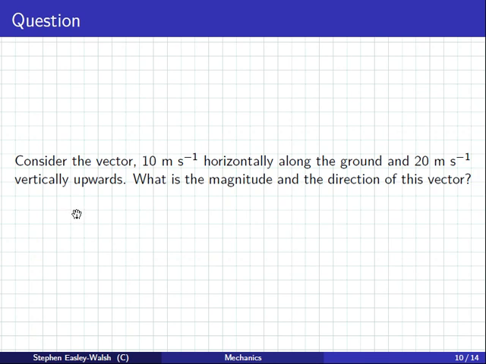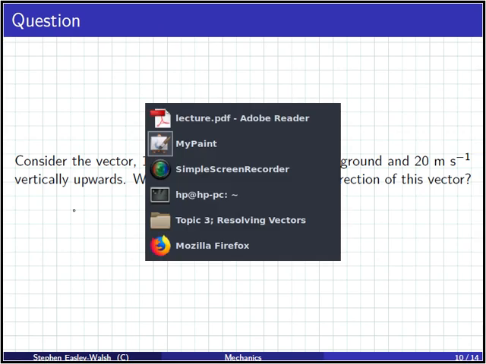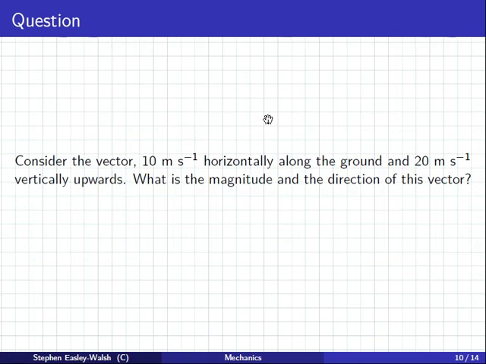I'll let you try this one for a minute. You need the calculator. You have 10 horizontal and 20 vertical. I want the magnitude and direction, direction meaning the angle. So I'll draw it here for you. It's 10 this way and 20 this way, meters per second.